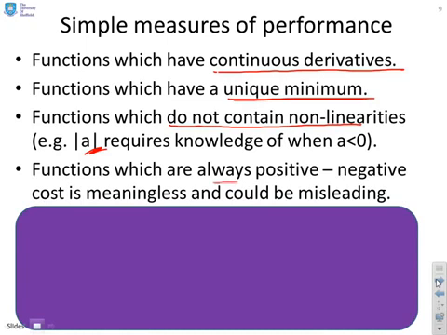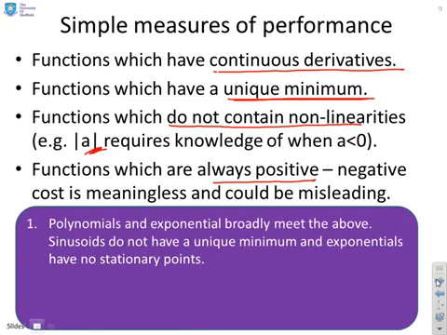I want functions which are always positive, because a negative cost is meaningless and could be misleading. So where does this lead to us? If you look at polynomials and exponentials, you'll find they broadly meet the four criteria that I've put above. They have continuous derivatives. If they have a minimum, it's unique, and they're not non-linear. They can be always positive, we'll get to that in a minute.